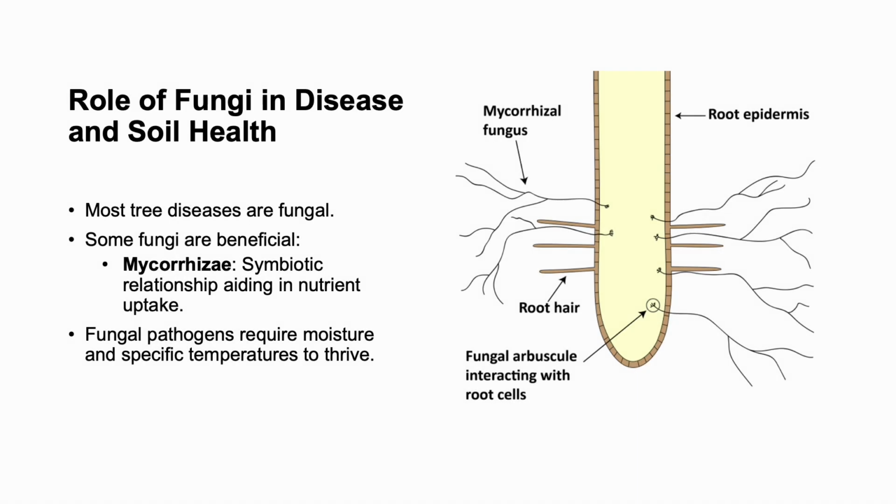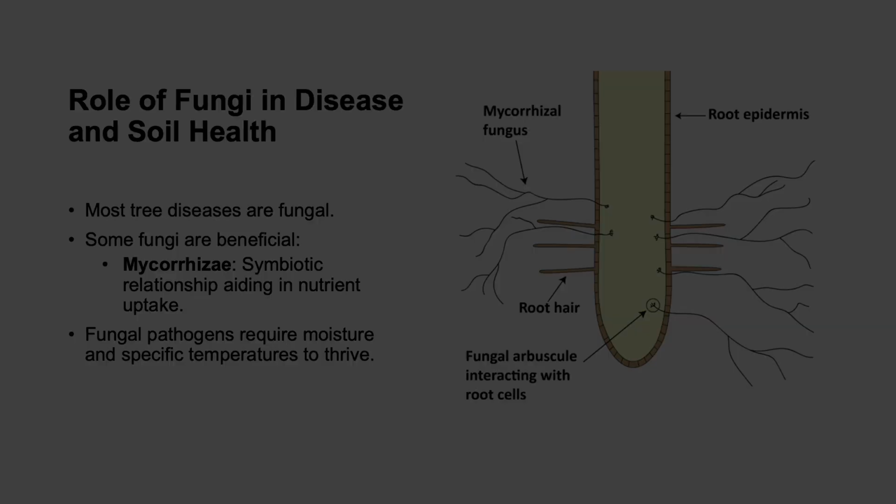Fungi play a dual role in tree health. While most diseases are caused by fungal pathogens, some fungi, such as mycorrhizae, are beneficial. Mycorrhizal fungi form symbiotic relationships with tree roots, aiding in nutrient uptake and improving tree health. However, fungal pathogens thrive in moist conditions and specific temperatures, making environmental management a key factor in preventing infections.